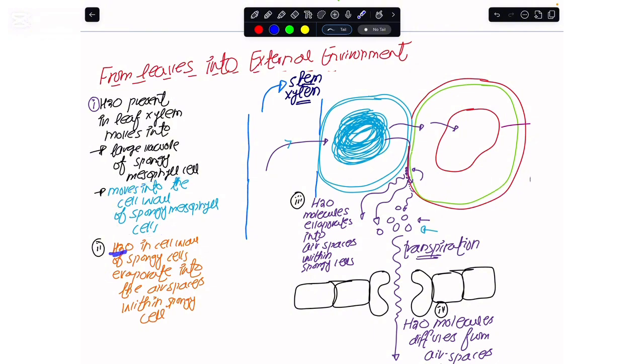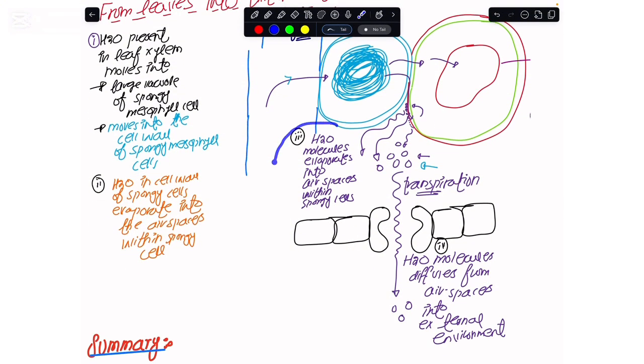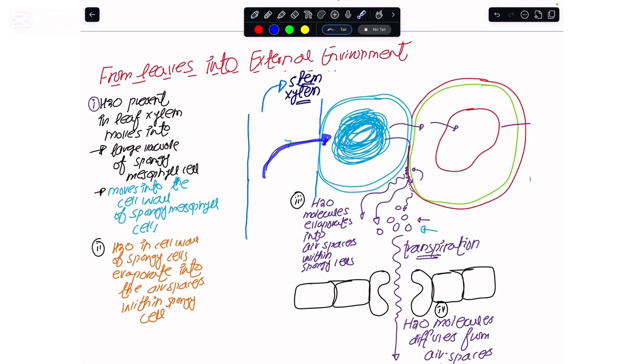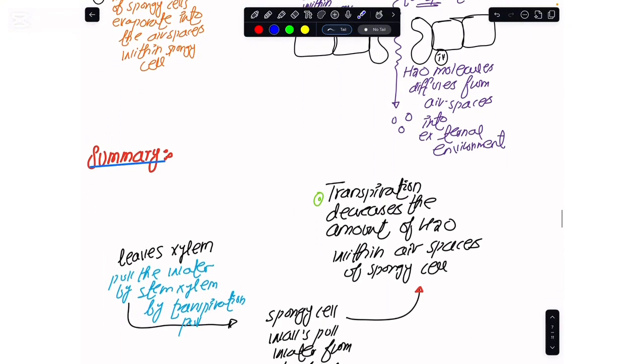And then the water that we have got in the cell wall of the spongy mesophyll cell would evaporate into the air spaces within the spongy mesophyll layer. As a result, the water molecules evaporate from the cell wall into these air spaces, and then diffuse from the air spaces into the external environment. This creates the transpiration pull, pulling the water up the xylem in the stem, and the water automatically comes toward the leaf even against the downward pull of gravity.